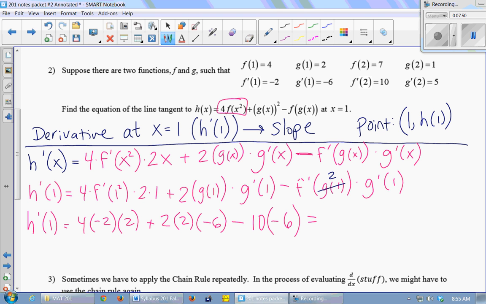All right, so I've got -16 minus 24 plus 60. 20. So that is the slope of the tangent line that I'm looking for. But I want the actual equation of the tangent line.